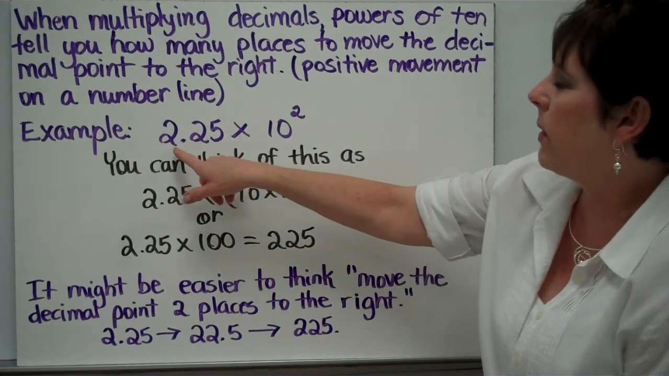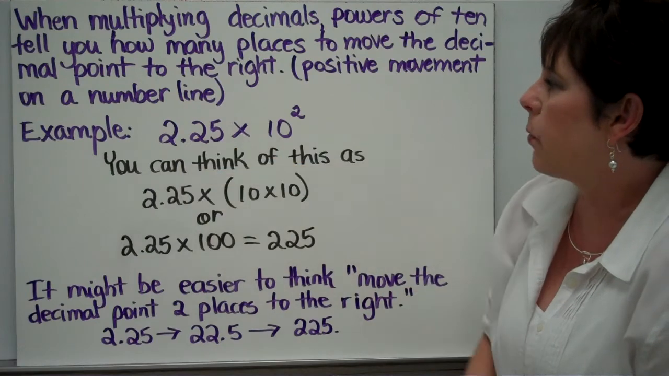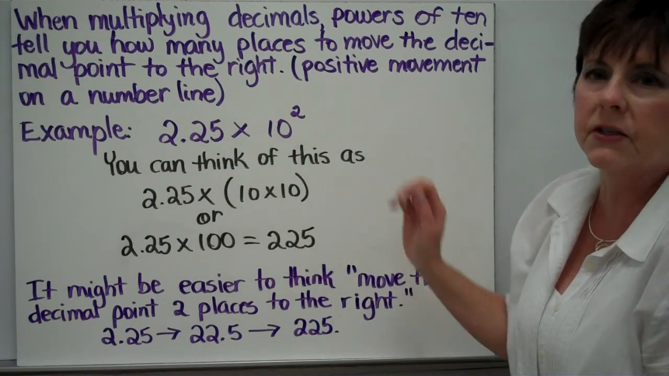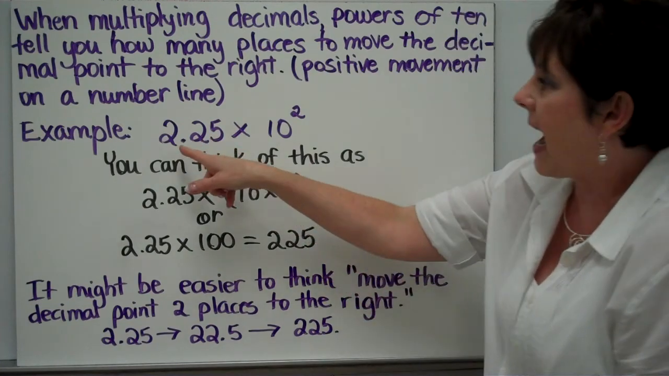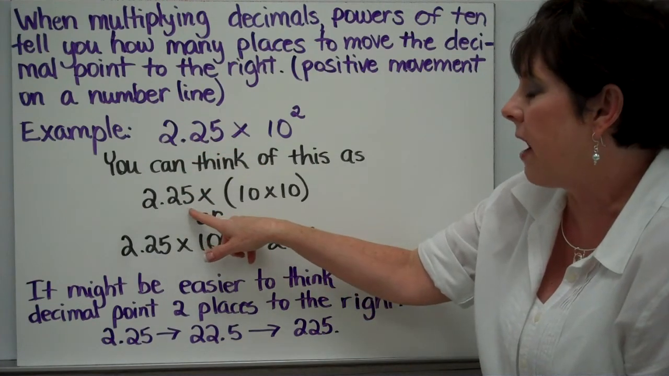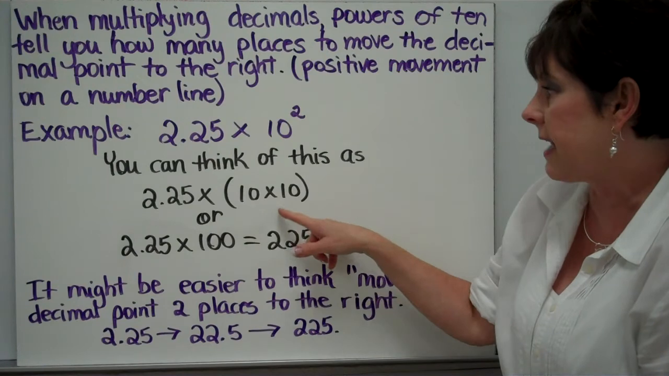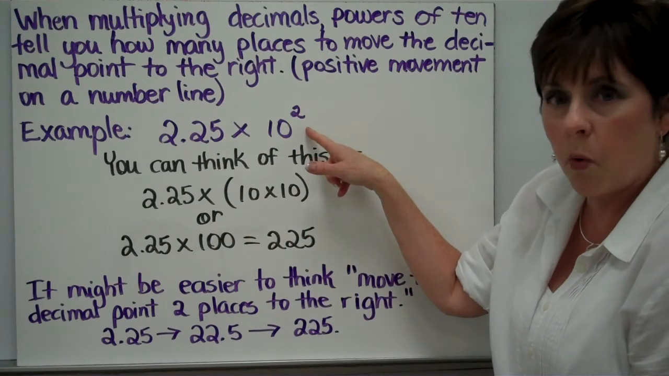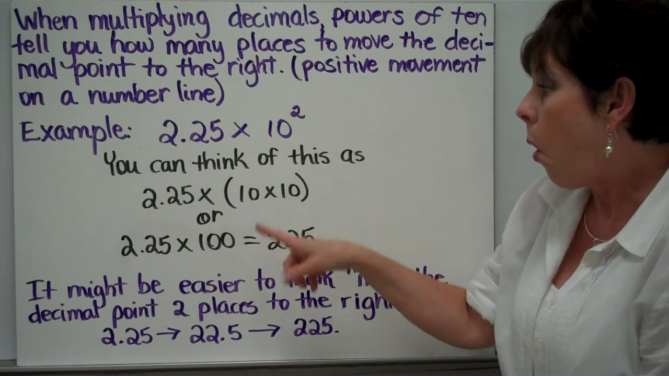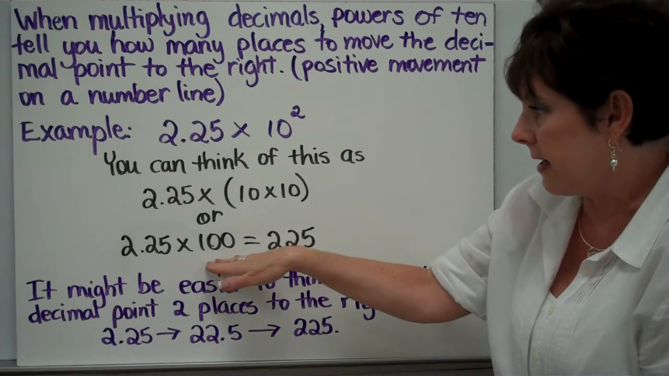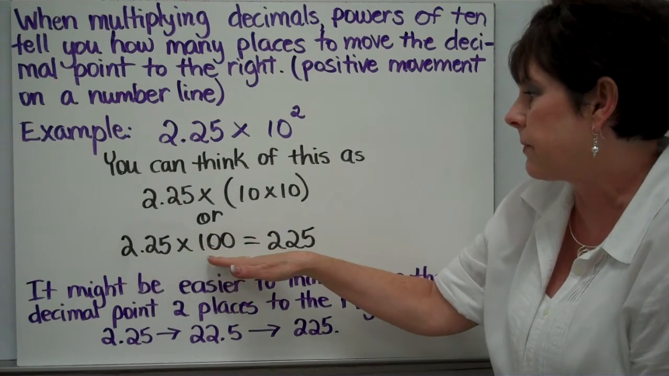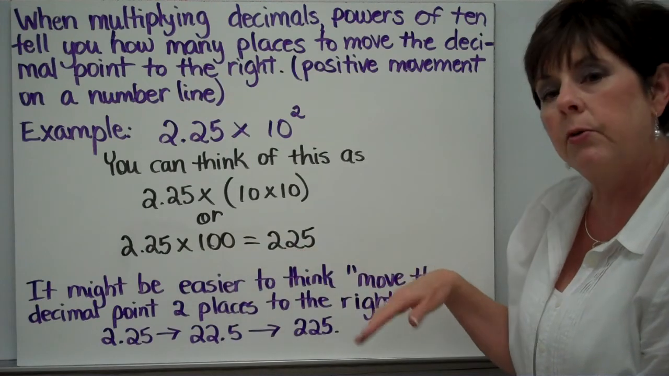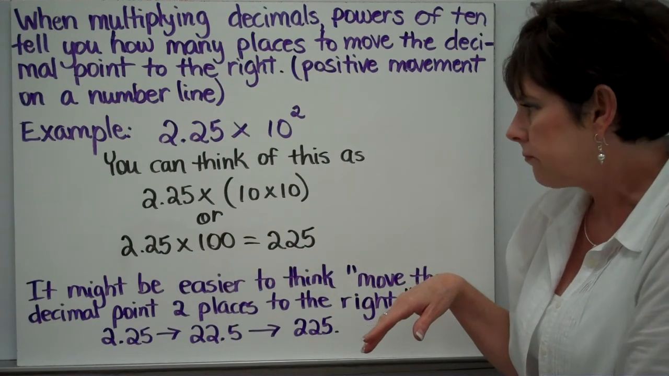Let's say that we had 2 and 25/100ths times 10 squared, or 10 to the second power. You can think of this as 2 and 25/100ths times 10 times 10, because you'll use it twice. There's 2 zeros. Or you could go ahead and combine it here. 2 and 25/100ths times 100 would equal 225.